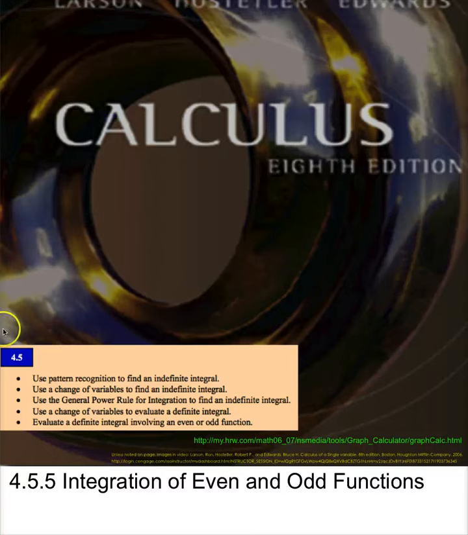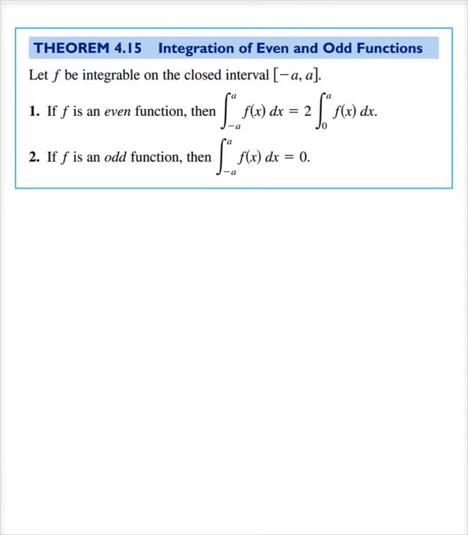Now let's talk about integrating even and odd functions. If f is integrable on a closed interval, and if f is even, then the integral from minus a to a of f of x dx is twice the integral from 0 to a of f of x dx. While if f is odd, then the integral from minus a to a of f of x dx is 0.